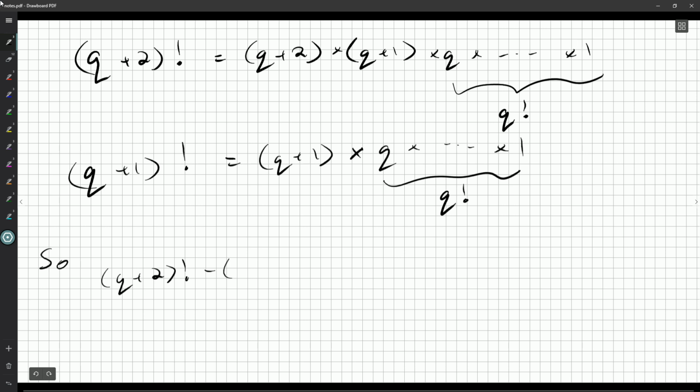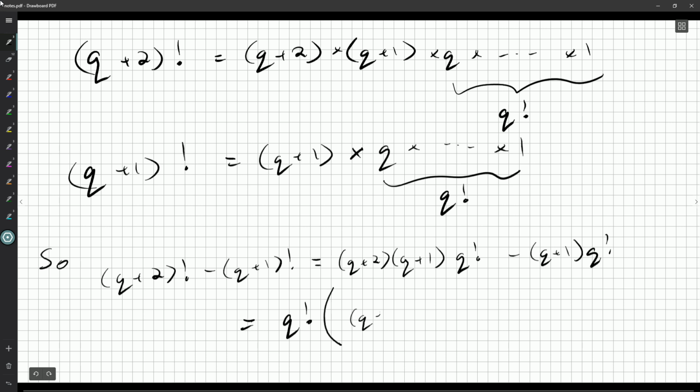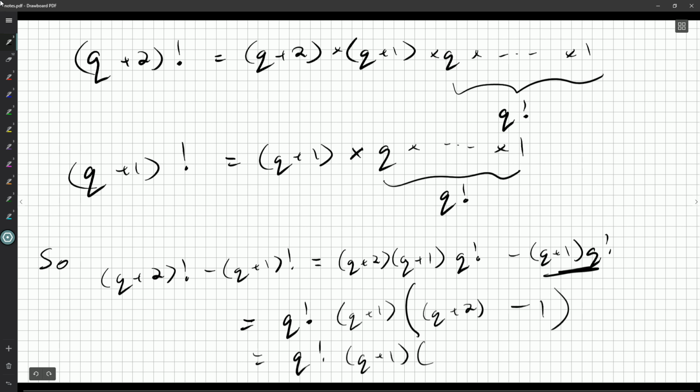Q plus 2 factorial minus Q plus 1 factorial is Q plus 2 times Q plus 1 times Q factorial minus Q plus 1 times Q factorial. So we can take out the factor of Q factorial. Okay. And then we'll have Q plus 1. Actually, we can take out a factor of Q plus 1 as well. So we're left with Q plus 2 and then minus 1 here. So we've got Q factorial, Q plus 1, and then another Q plus 1.